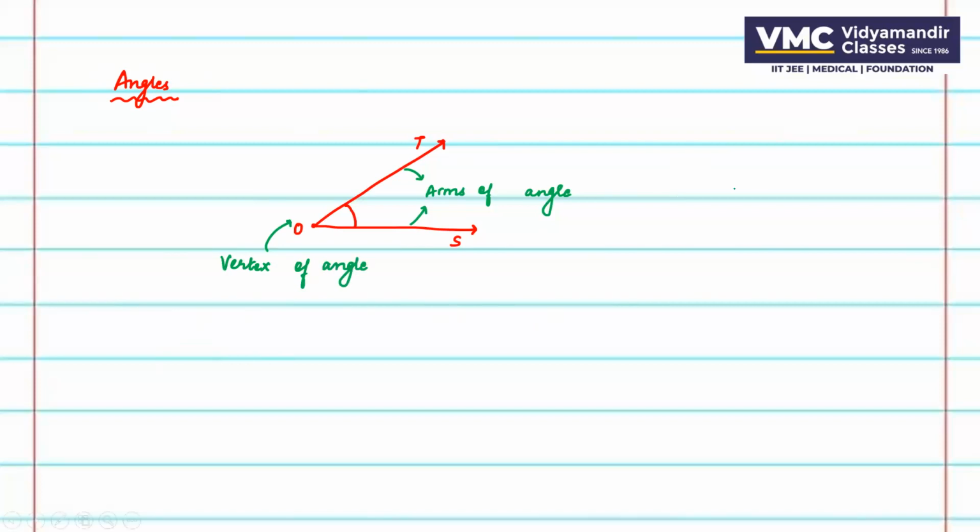Whenever we need to write down the angle name, we either take three letters, angle TOS, where the vertex always comes in the middle, or we can write the name as angle SOT. O will always come in the middle. And if we are writing the angle name with a single letter, we can write it as angle O, just the vertex name.